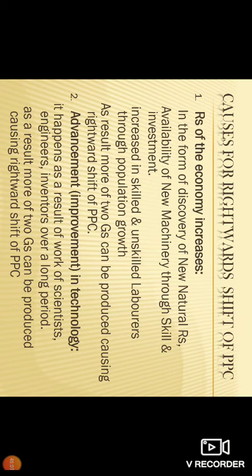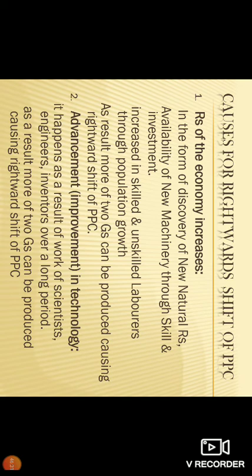Economic growth can happen if you utilize them properly. As a result, more of both goods can be produced, not one sacrificing the other. Here you can increase both the production of paddy and the production of jets. So the production of both goods increases, or at least one good without sacrificing the other. This is called rightward shift.